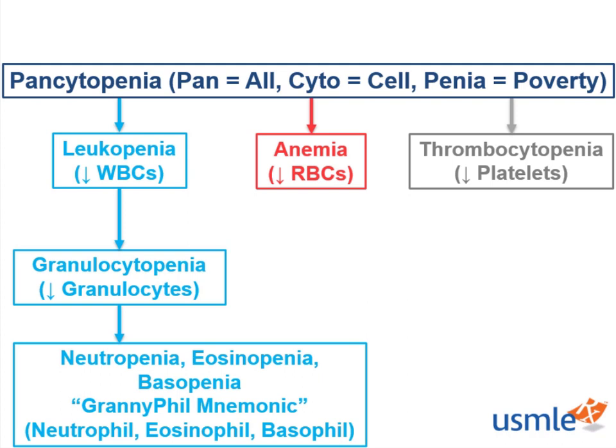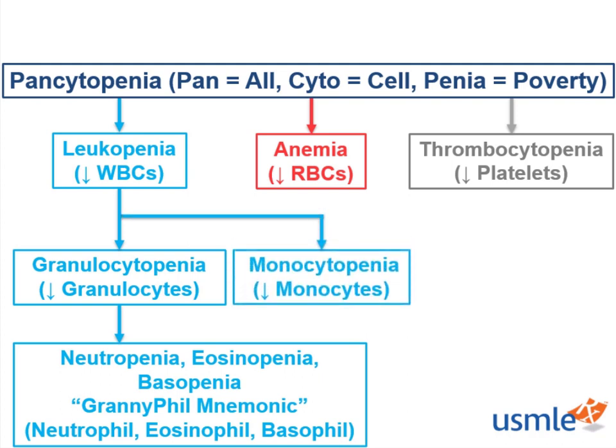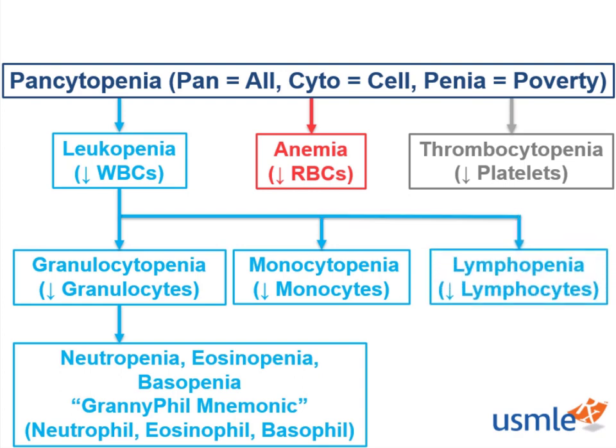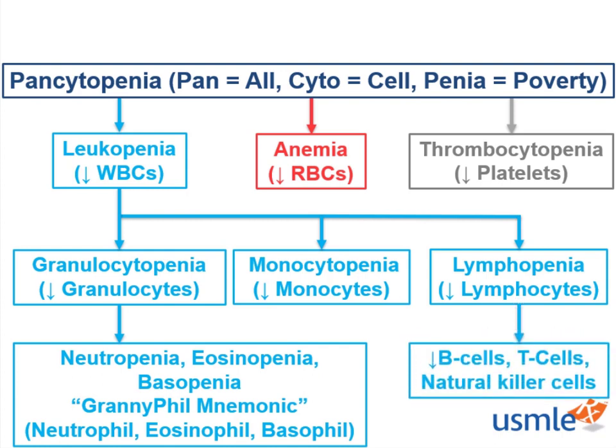Hence, when we think of granulocytes, we usually think of neutrophils, eosinophils, and basophils because these are routinely measured in the blood. Next, monocytopenia refers to a low monocyte count, and lymphopenia means a low count of lymphocytes, B cells, T cells, and natural killer cells. Deficiencies in any of these white blood cell lines can result in leukopenia.